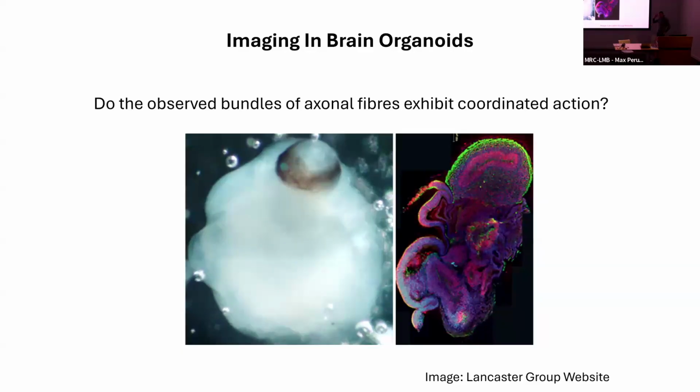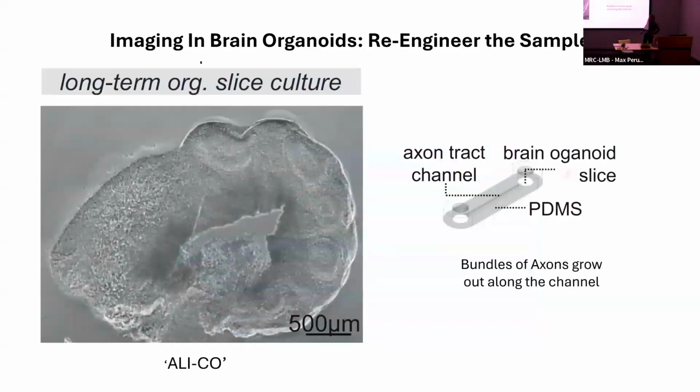So it's a really fantastic experimental model, and it's genetically tractable and everything else, but it's already grown too big to image. So this thing could be a year old and many millimeters across. So what is really interesting about Madeline's group is that they recognize that this was a limitation. And basically they re-engineered their sample to make it tractable for imaging.